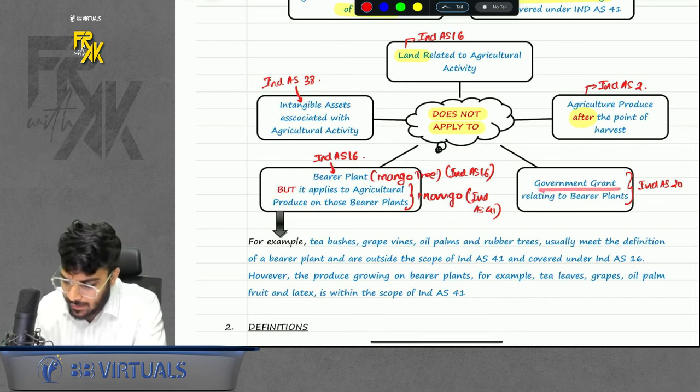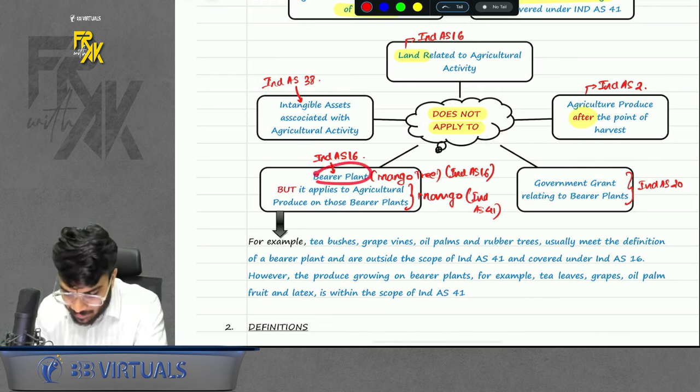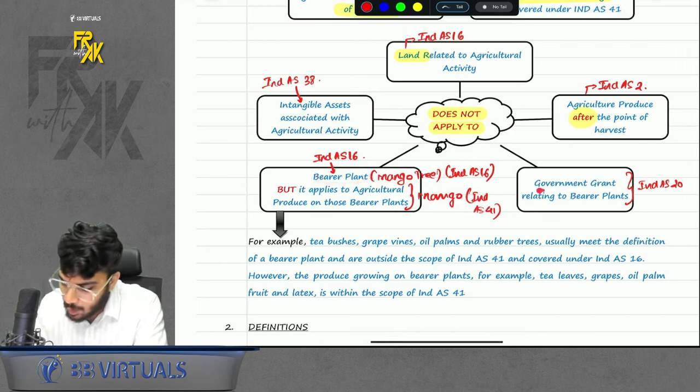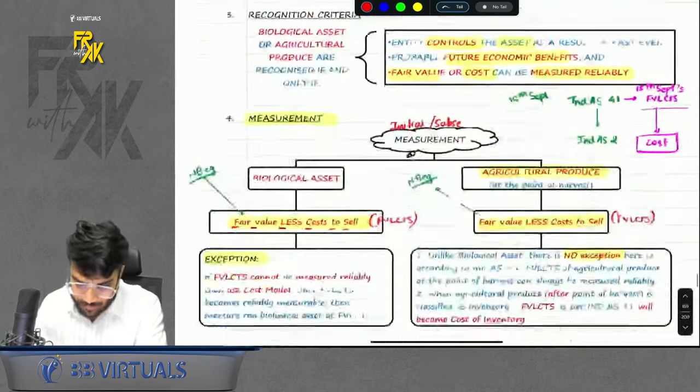Also, it does not apply to government grant on bearer plants, because if bearer plants are not covered in Ind AS 41, even the government grant on that bearer plant will not be covered under Ind AS 41. It will be covered under Ind AS 20, right? So these were the first 2 points.